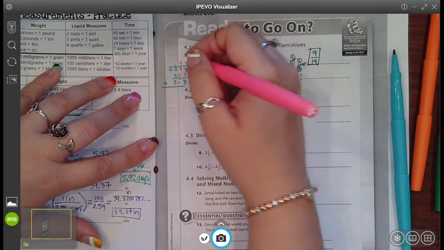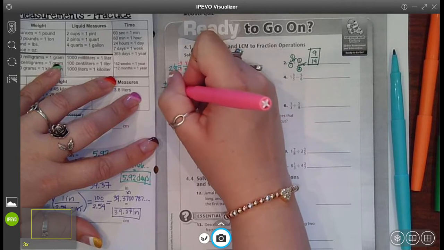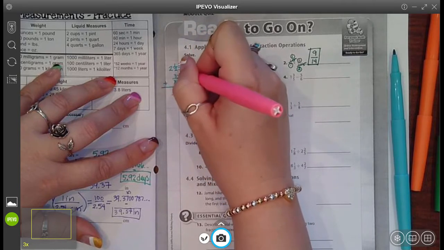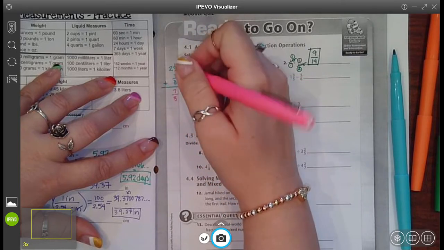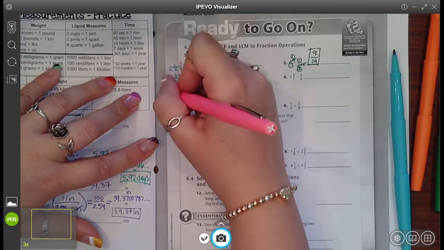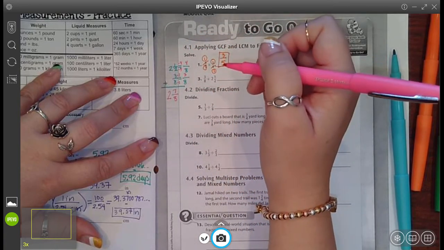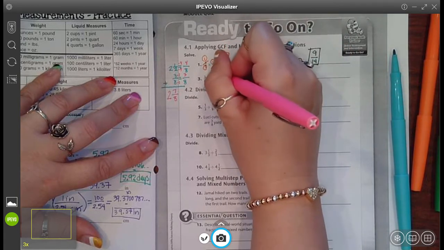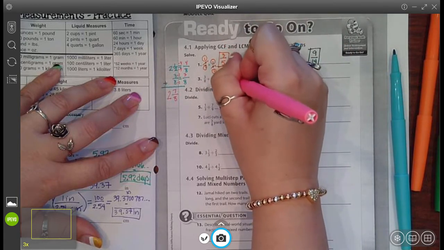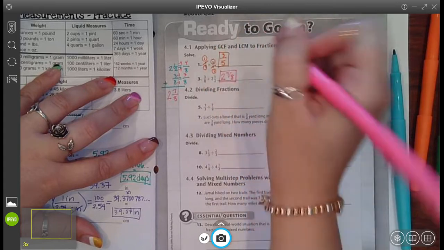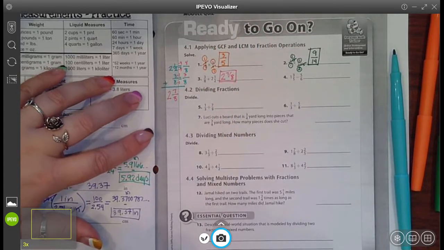Now I just combine the numerators. 4 plus 3 is 7, and keep the denominator the same of 8. Don't forget that whole number. 2 plus 0 is 2. You can't reduce 7/8. It's already proper, so I'm done. 2 and 7/8 is my final answer for number 3.